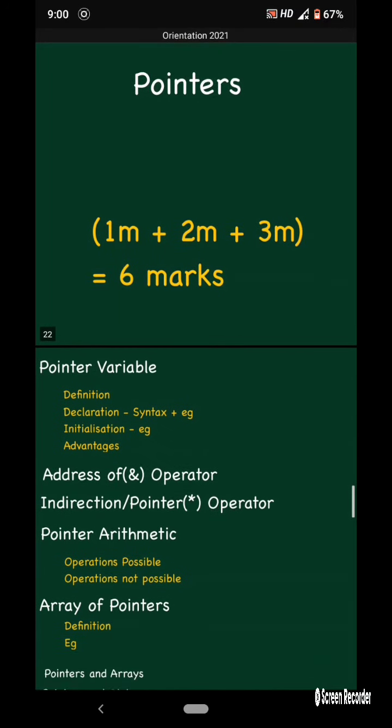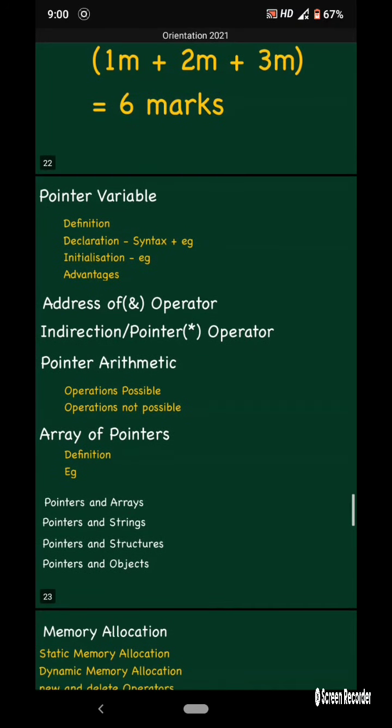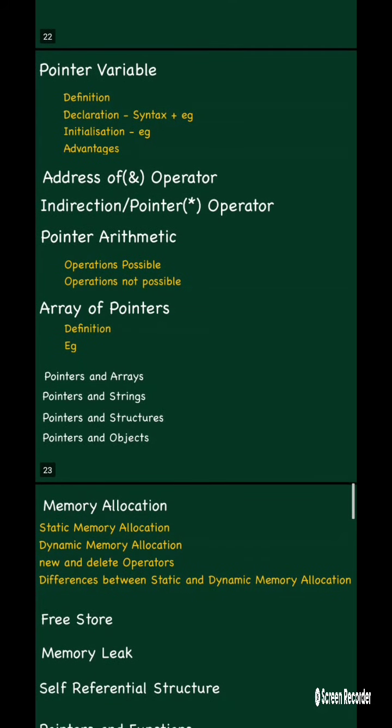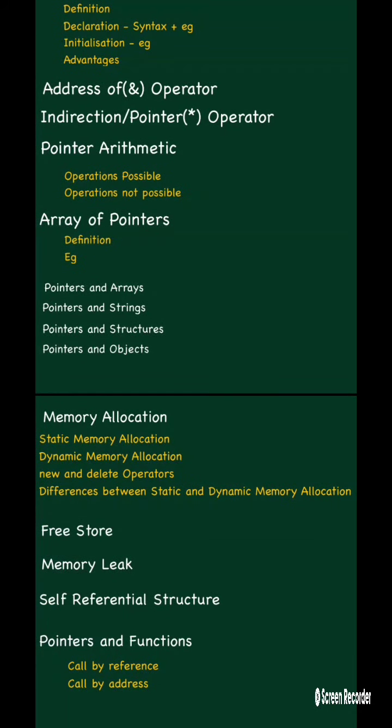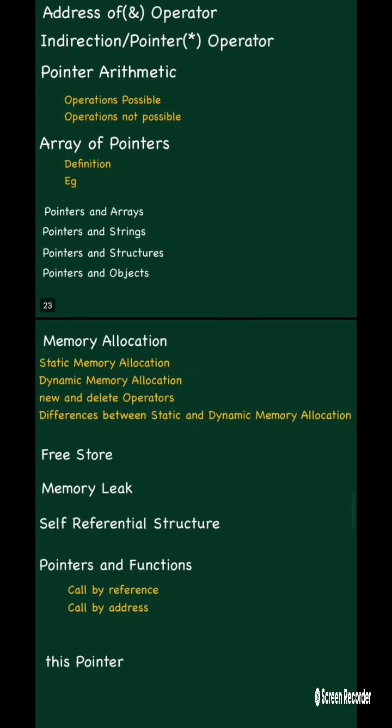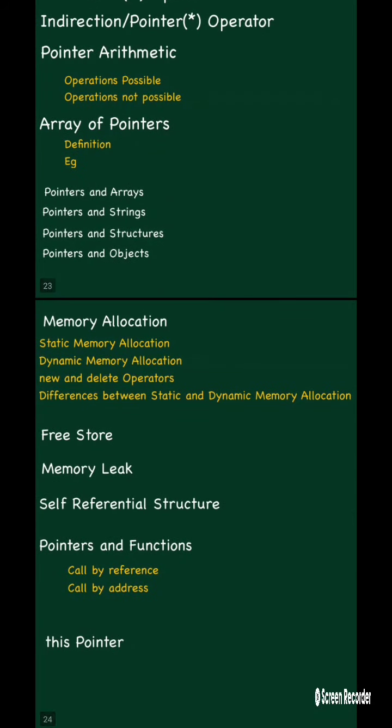So learn all the definitions along with syntax and example, and learn about operators. Here, ampersand, that is the address of operator, and the pointer operator, and mainly the difference between static and dynamic memory allocation. You can expect this question. And what is memory leak, what is free store, and what is the usage of the this pointer.